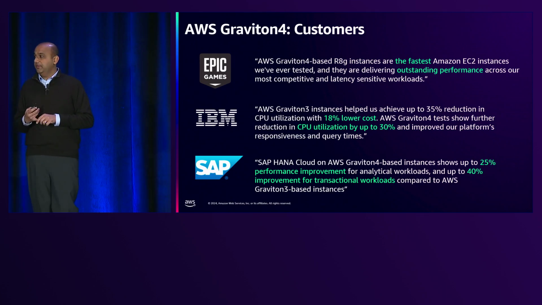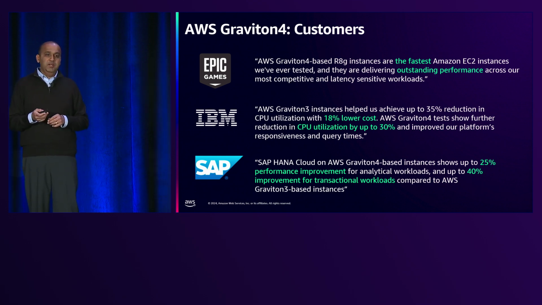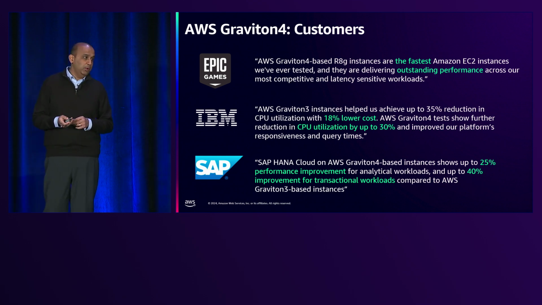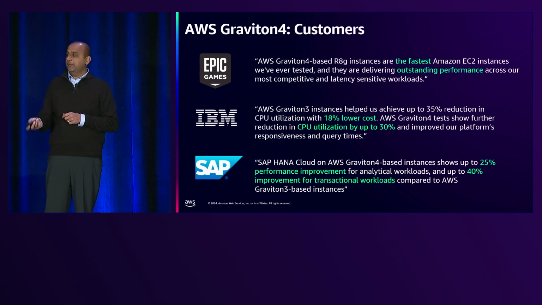Let's transition to customers. We're seeing a lot of customers adopt Graviton 4 for a variety of use cases. Let's take a look at some of these examples. Epic Games is a leading interactive entertainment company, and they operate Fortnite, which is one of the world's largest games. When Epic Games used and tested Graviton 4, they found it to be the fastest instance that they've ever tested. IBM Instana Observability provides complete visibility over your application stack. And on top of the savings that they had already observed with Graviton 3, IBM found another 30% improvement in CPU utilization when they moved to Graviton 4.